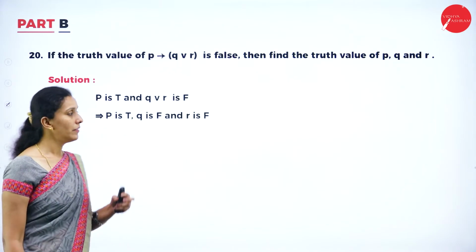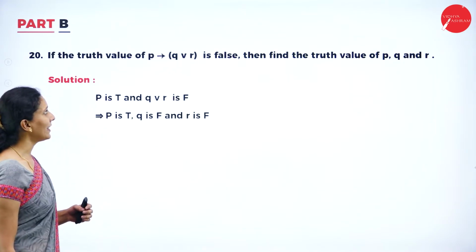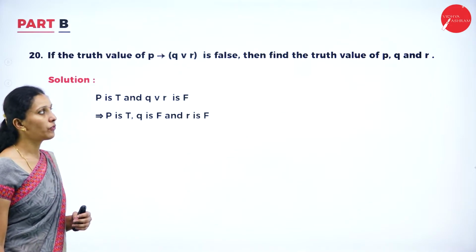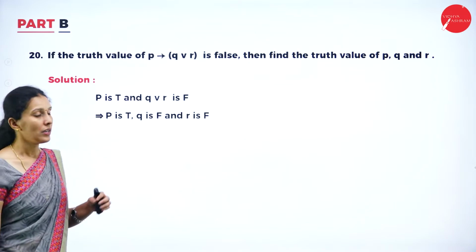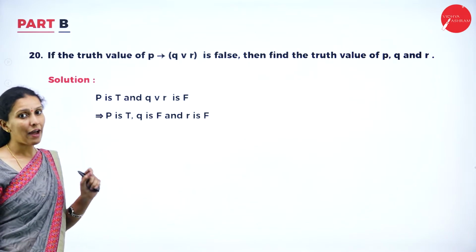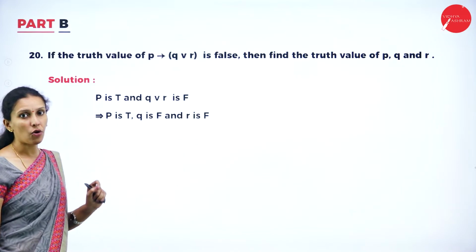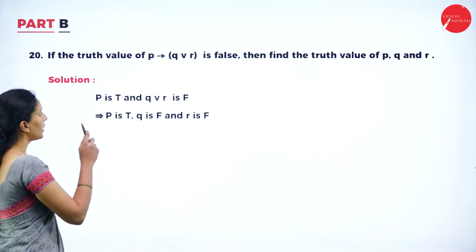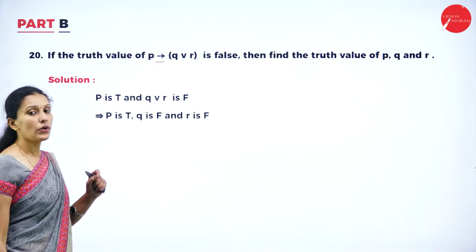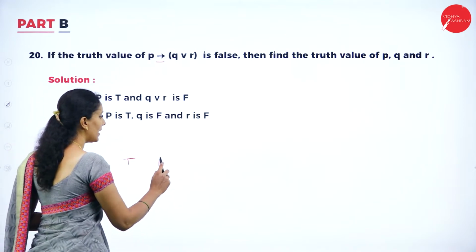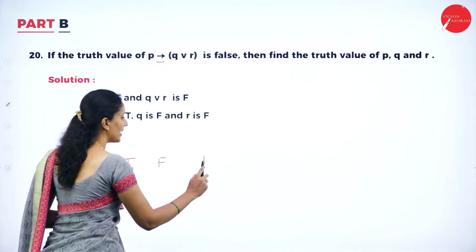Next, we have: if the truth value of P conditional Q or R is false, then find the truth value of P, Q and R. Here a compound proposition is given. We have to find the truth value of each component statement P, Q and R. We know that a conditional is false when the first statement is true and the second statement is false.